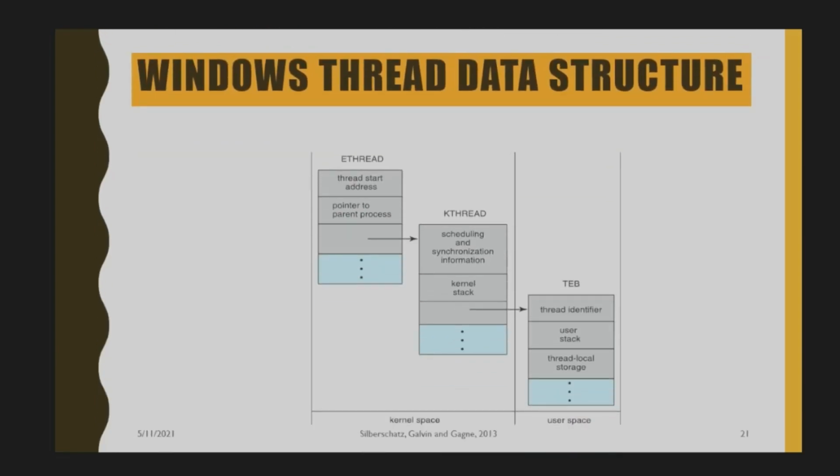So basically, we have the kernel space and we have the user space. In the kernel space, we have the ETHREAD and the KTHREAD. In the user space, we have the TEB, the thread environment block. In the ETHREAD, we have the thread start address and a pointer. This pointer points to the KTHREAD, and the KTHREAD points to the TEB. So this is the structure of the Windows thread.